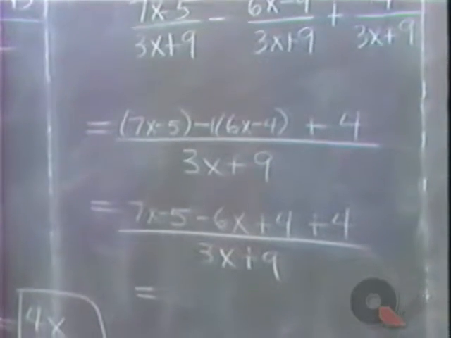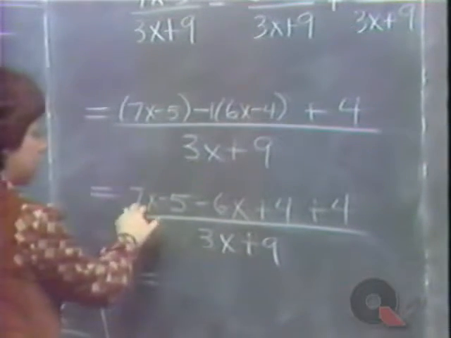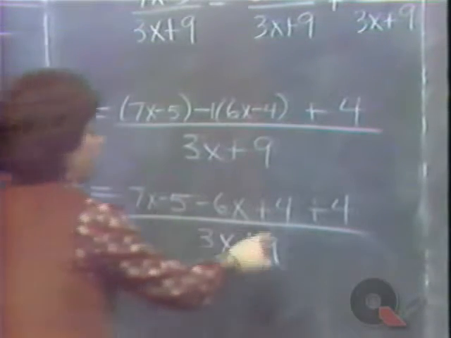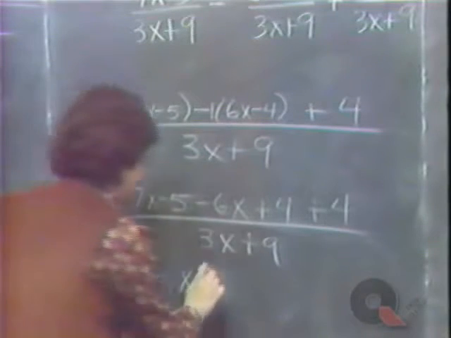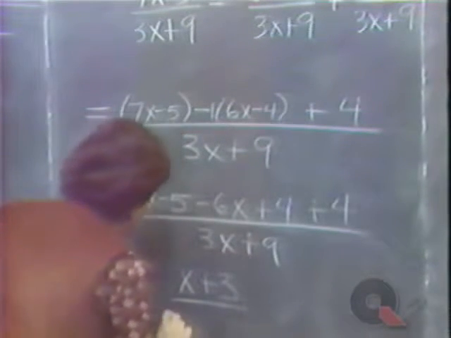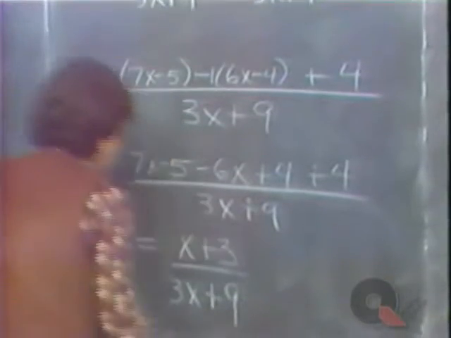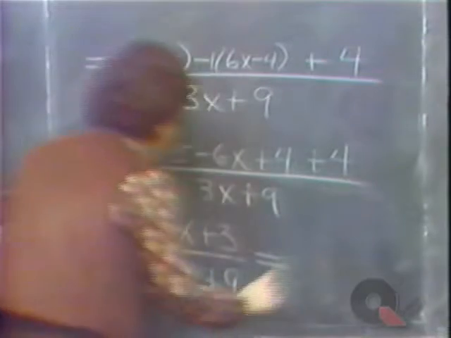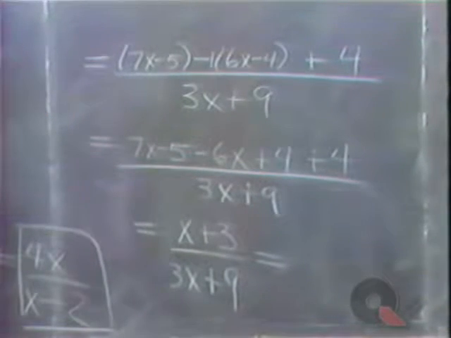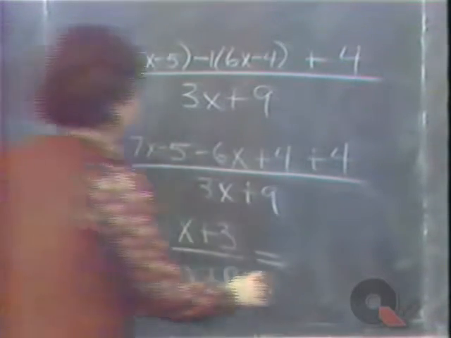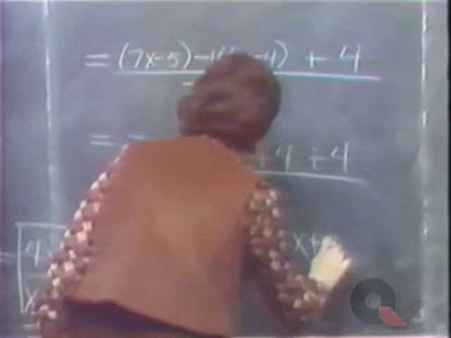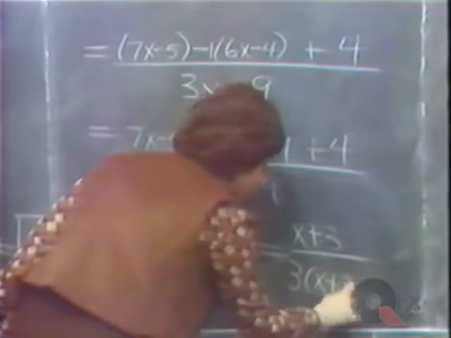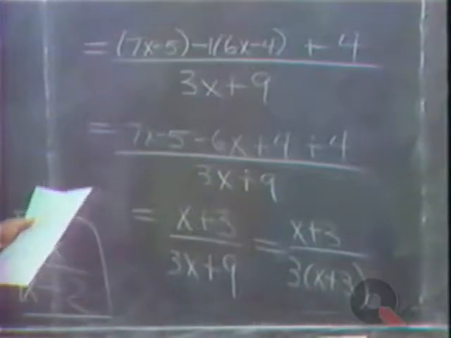Let's combine like terms in the numerator. 7x and minus 6x gives us plus 1x. Minus 5 plus 8 gives us plus 3. x plus 3 over 3x plus 9. Now, you can't cancel the x's, but what you can do is factor the denominator, and if you do that, you will see that we don't have lowest terms yet. The denominator can be rewritten as 3 times x plus 3. And we can cancel the x plus 3.